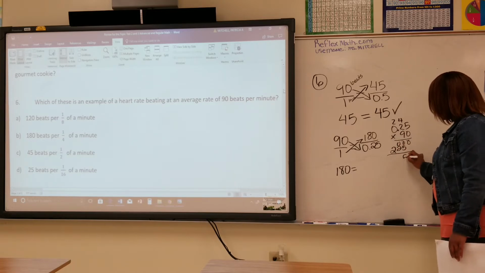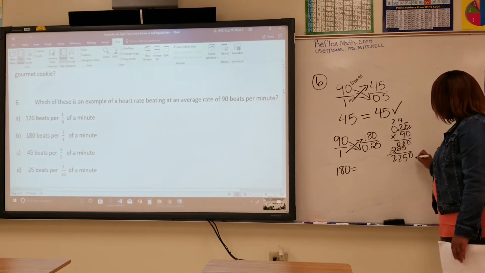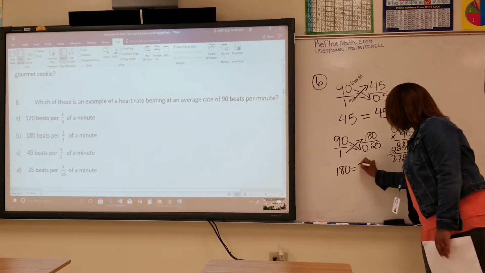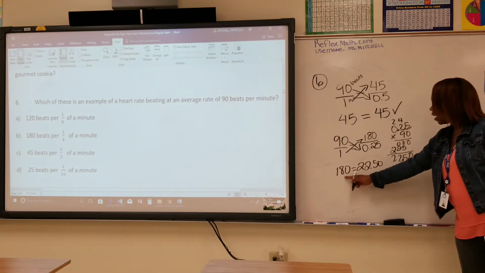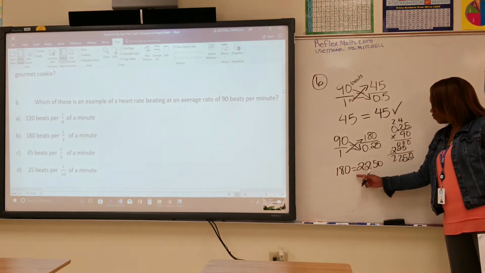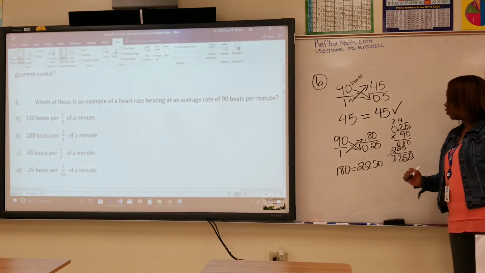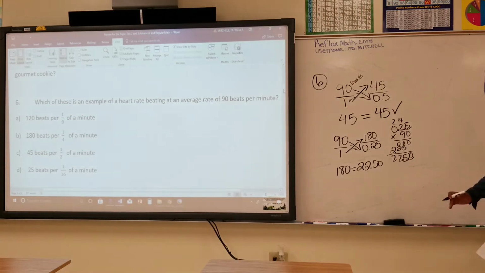All right, so therefore, 22.50. As you can see, they are not equal on both sides, because 180 definitely is not equal to 22.50. Okay, so as you can see, C is the correct answer. Why? Because when we put it in a proportion, they equal out on both sides. So please pause the video so that way you can take notes.